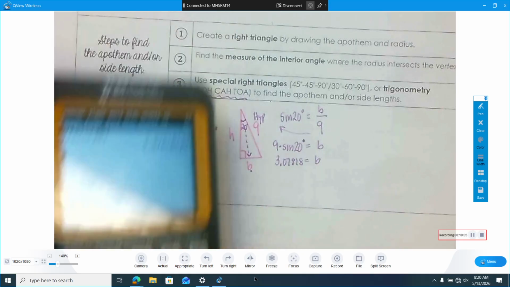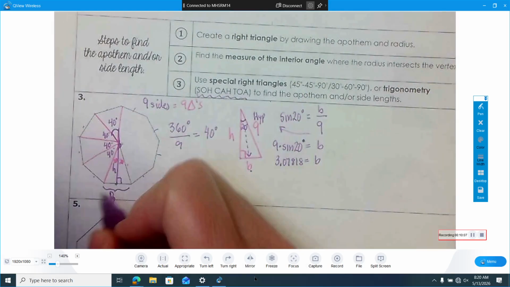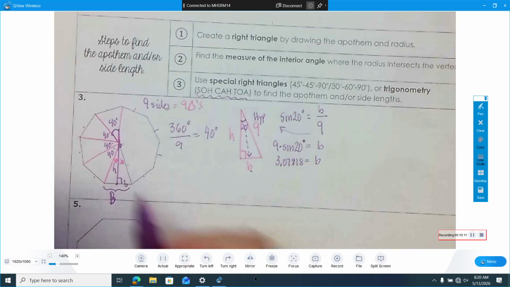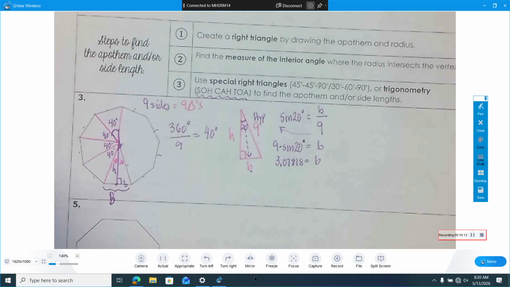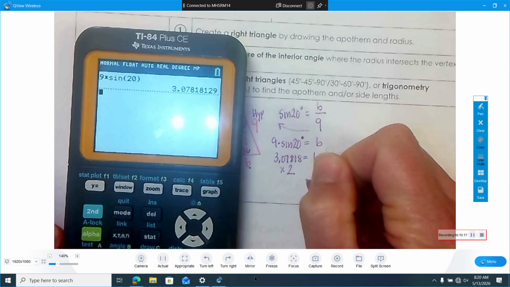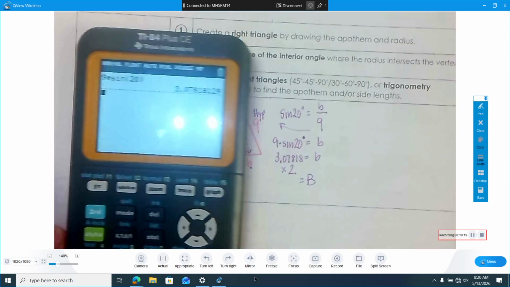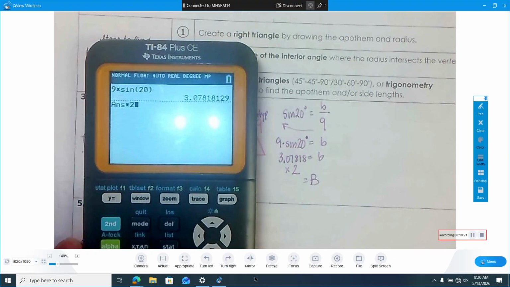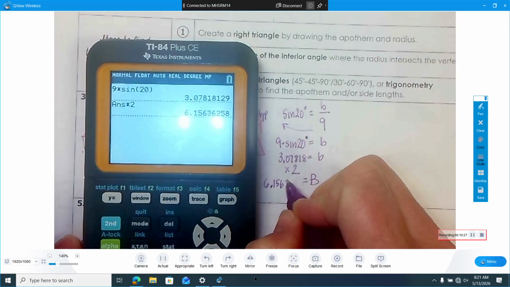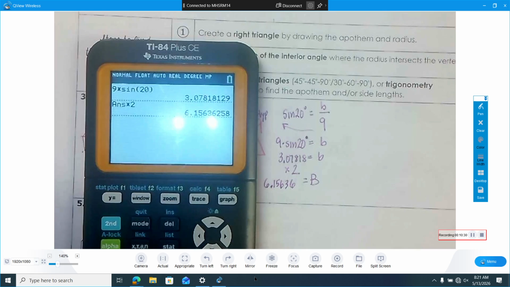All right. So first of all, that was little b. Little b was right here, just this little bit. How do I get the whole base of the triangle? Oh, times that by 2. Very good. So we're going to double it to get big B. We need big B. So all I'm going to do is take my answer and times by 2. And that gives me 6.15636. All right, are you with me so far?